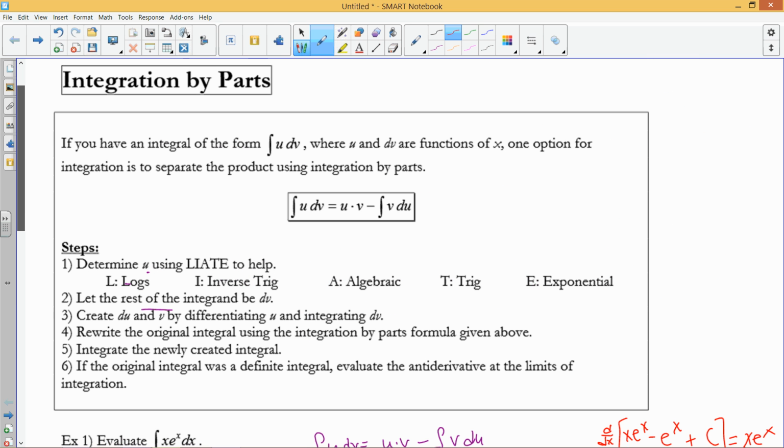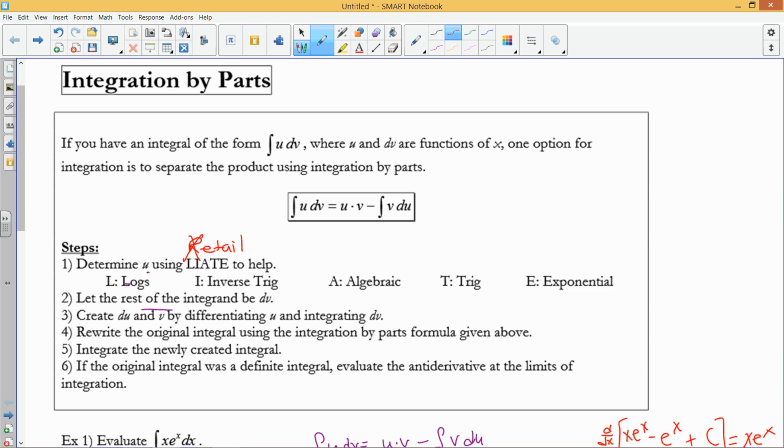Now you might be saying to yourself, how in heaven's name am I going to remember LIATE? Well, one of my students reminded me and said, hey, you know what works? LIATE is retail backwards, but without the R. So that's one way to remember. LIATE is retail backwards without the R.